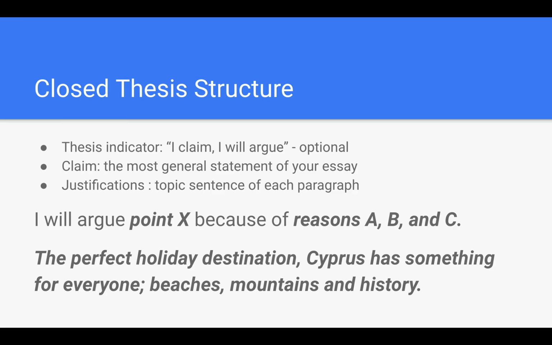So I came up with this to answer our question. The perfect holiday destination, comma, Cyprus has something for everyone: beaches, mountains, and history. So what does that tell my reader? That tells my reader I'm going to have a paragraph about beaches, a paragraph about mountains, and a paragraph about history. Bam, 5-paragraph essay that answers that question, why you should visit Cyprus.